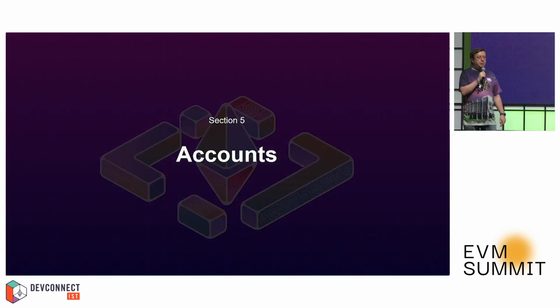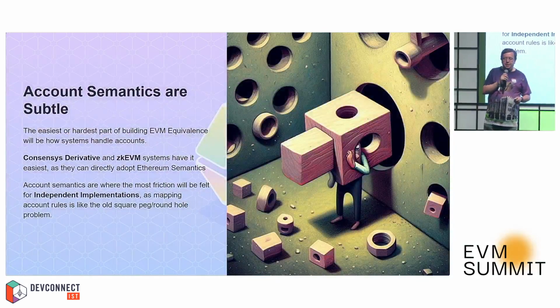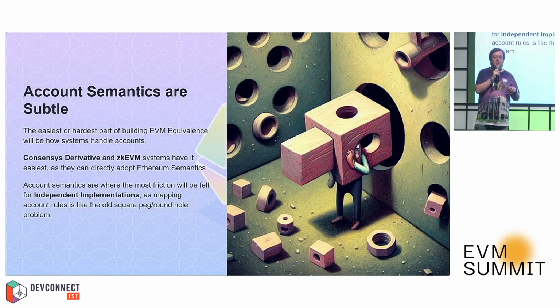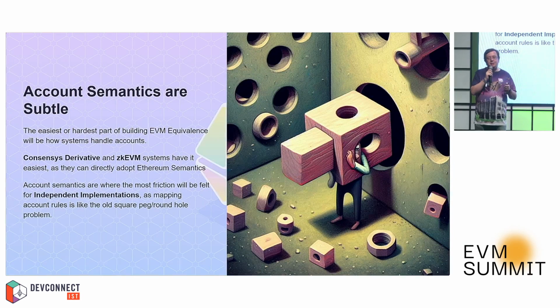And the last thing I want to talk about for EVM equivalence is accounts. And this is where things get really deep really, really quickly. The account semantics are subtle. If you're a consensus derivative, this is going to be free and easy for you. If you're a ZK system, it's probably going to be easy because you're not mapping onto an existing system. But if you have account abstraction, if you add new features, it's going to get harder. But if you're doing an independent implementation that has its own blockchain structure with its own account rules, and you're trying to layer the EVM into it, it's going to get really difficult.